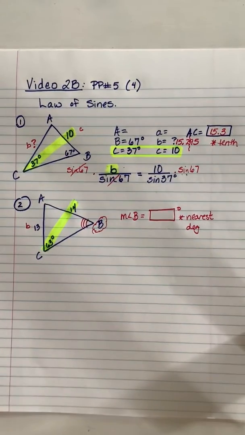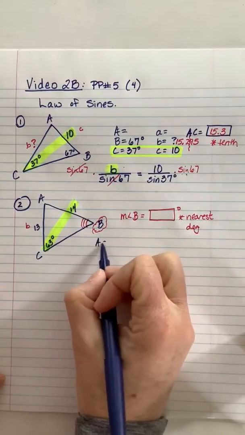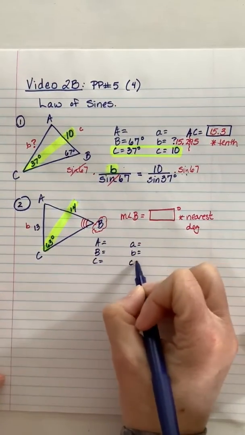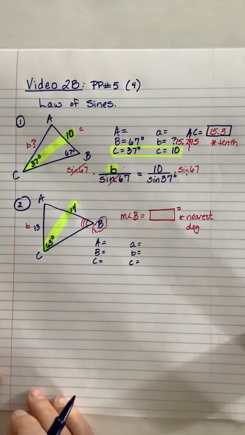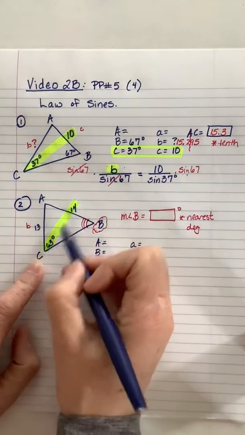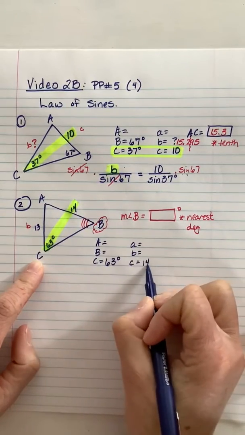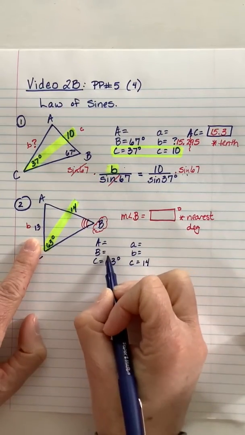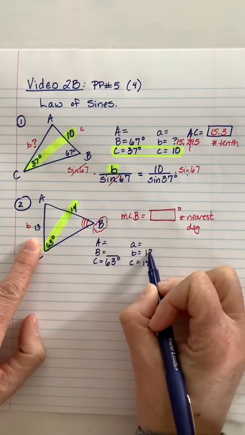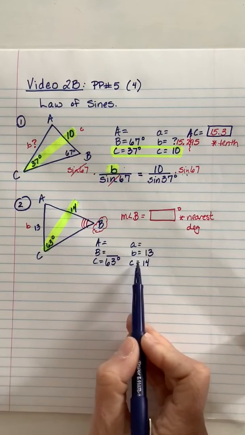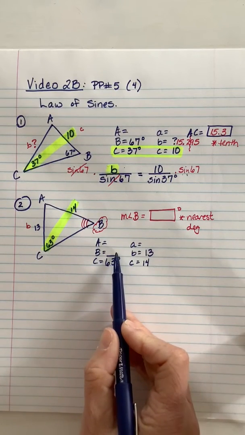Okay, so ABC, ABC. Doesn't take too long. So I'm going to fill in my complete pair. I know that C is 63, little c is 14. Don't know angle B, but I do know that little b is 13. So here again, I can see my complete pair and what I'm missing.